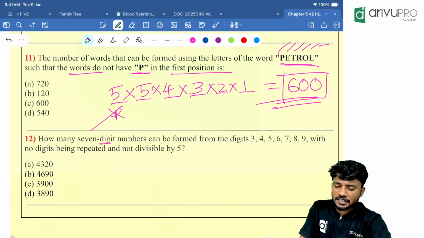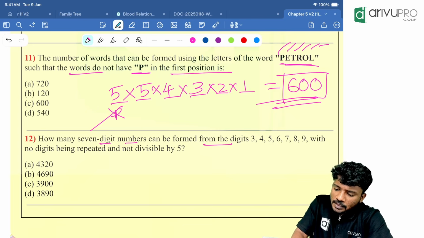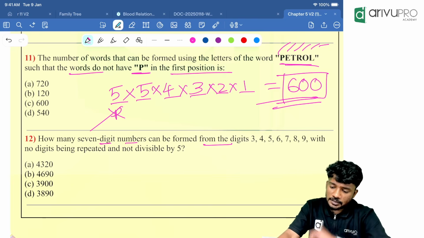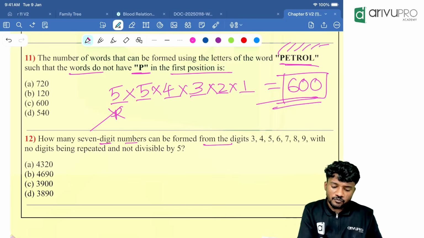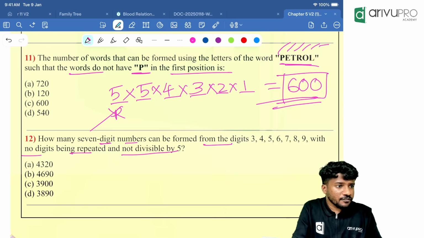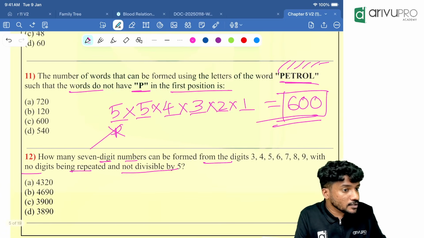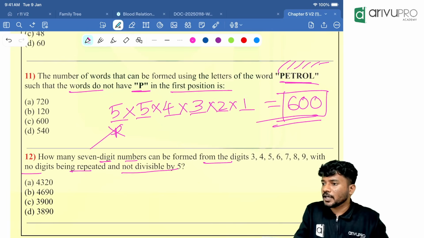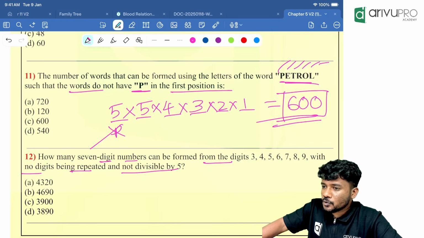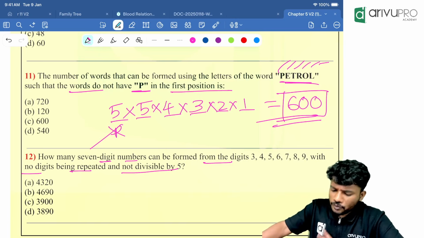How many 7-digit numbers can be formed from the digits 3, 4, 6, 5, 7, 8, 9 with no digits being repeated and not divisible by 5. If the question is silent about repetition, we should consider no repetition. Are you aware about that? Whenever repetition is not mentioned in the question, we will think that it is not repeated at all. That's how usually it works.